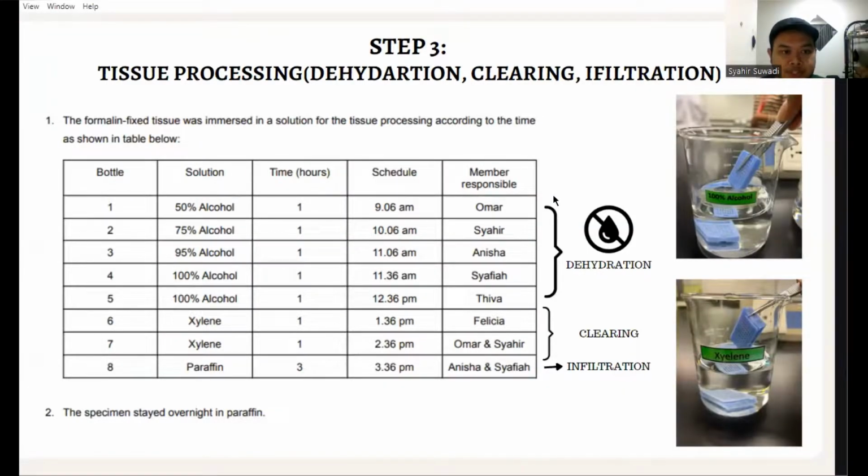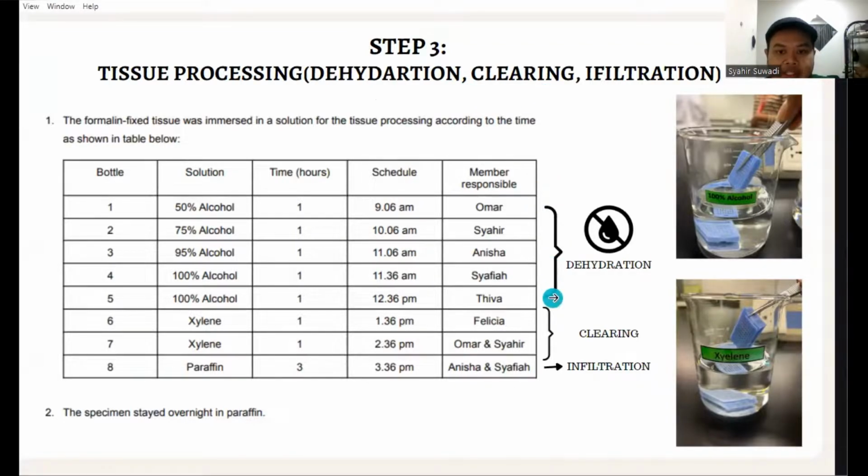The formalin-fixed tissue was immersed in a solution for the tissue processing according to the time as shown in the table below. The tissue processing consists of 3 steps, which are dehydration, clearing, and infiltration.